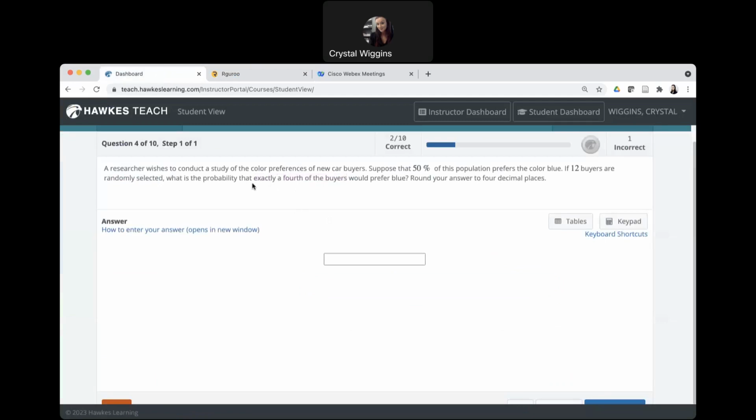We now need to translate the word exactly. Does that translate to an equal sign, less than or equal to, less than, greater than or equal to, or strictly greater than? There is a conversion chart that I posted in the beginning of chapter 4. You'll find a PDF that lists a bunch of English translations with their associated inequalities. So please reference that chart if you struggle to translate inequality language. So 1/4 of the buyers, we know that's exactly 3. The word exactly is not an inequality. It means equal to 3.